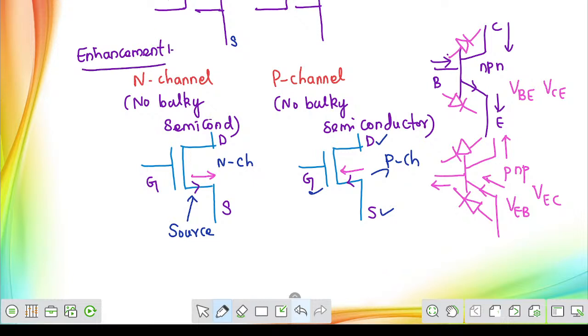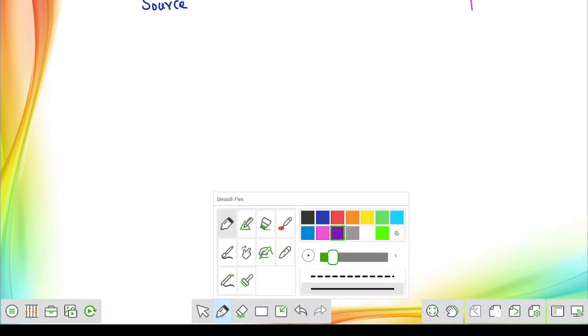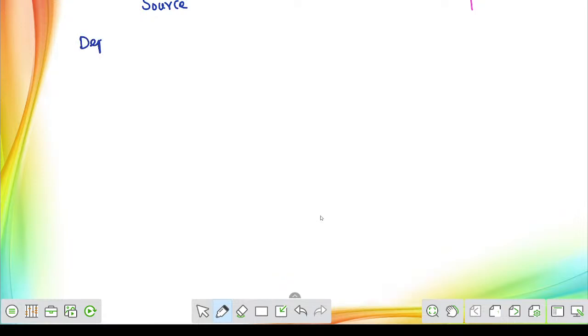So this is the enhancement type representation, and of course this is the most important one amongst all other types of representations of the MOSFET switches. Now let us enter into the depletion mode. The same one, if you are in depletion mode, how should I represent it? That is the symbolic representation, but now we are in depletion mode.